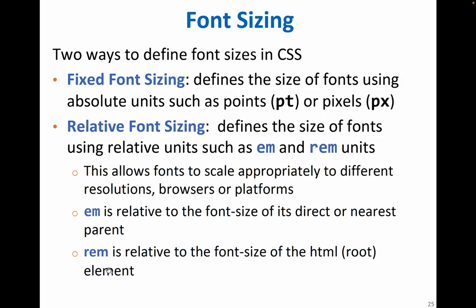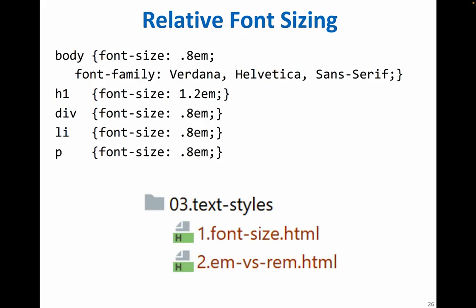So if your web page has a default font size of, let's say, 16, maybe you want some part of it to be double that, so that will be 32. But if your default font size is 12, then its double would be 24. So let's see an example. Here, for instance, we have a body font size we want to be 0.8 times its parent. H1 should be 1.2 times its parent, so it will be larger. Div will be 0.8 times its parent, so it will be smaller, and so on. So we can set the relative font sizing based on this.